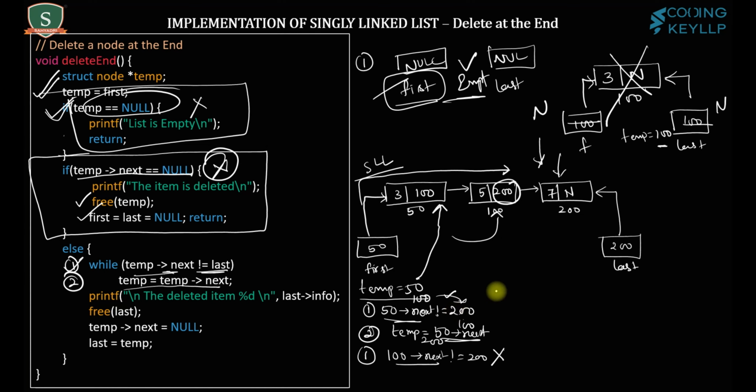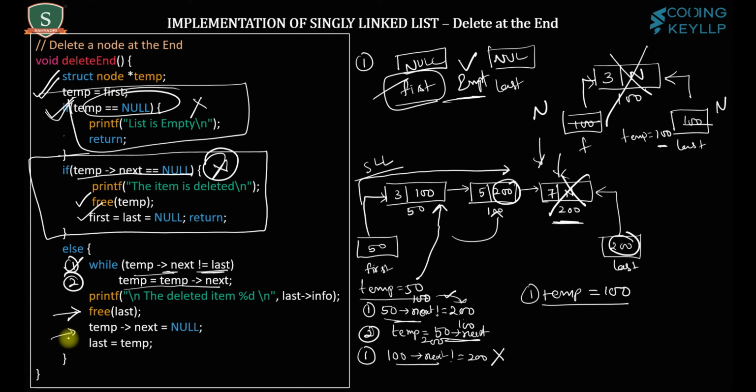Now temporary is equal to the first point. What is the latest temporary value? Temporary value is equal to 100. Now what we are doing immediately, the moment you come out of the loop, is free last. So 200, we free this memory, done. That means at the 200 memory location, we don't have any data now.